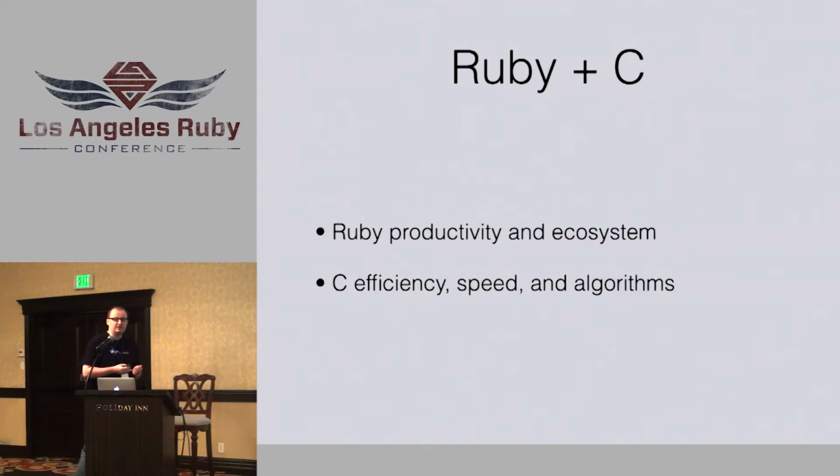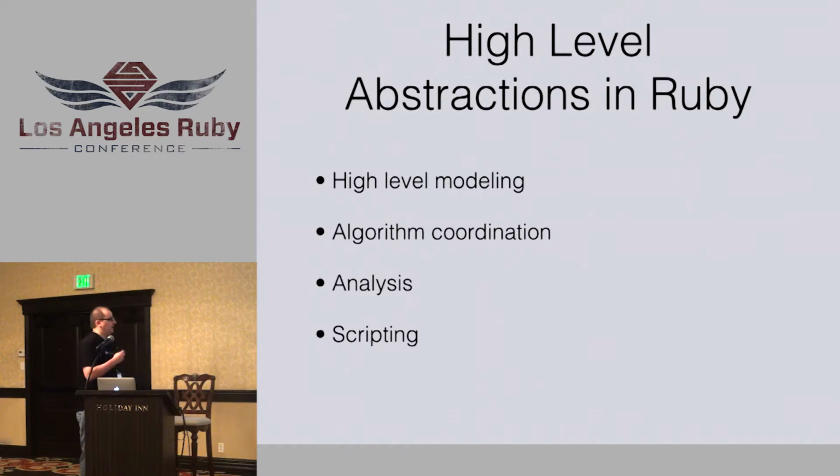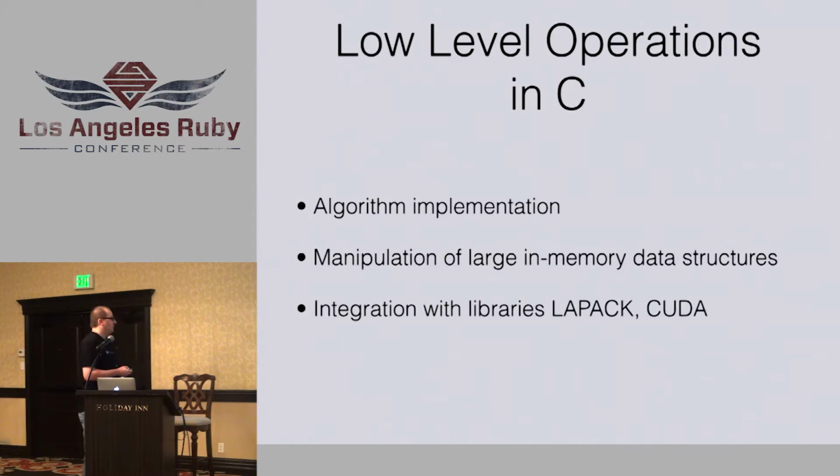You have Ruby productivity, all the testing frameworks, so you can test your code using RSpec, but you can still write your algorithms in C and get all the benefits of C, like efficiency, speed, and algorithms that were already written in C. So at a high level, you have high-level modeling, coordination of algorithms, analysis, and scripting in Ruby, and on the low level, you have all your algorithm implementations, manipulation of in-memory data structures, and even integration with standard mathematical libraries like LAPACK, etc.